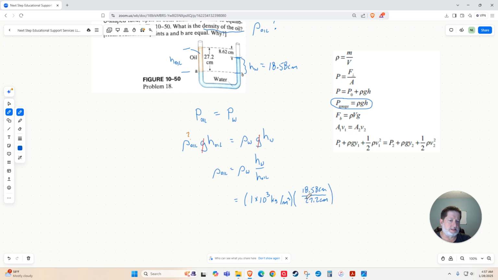We're going to end up with a density that is lower than water, which should make sense because I'm having to use a greater column of oil to overcome the weight of the water to balance the pressure. So it should make sense that this oil density is going to be less. Also, it's floating on top of the water, so you have that as well.